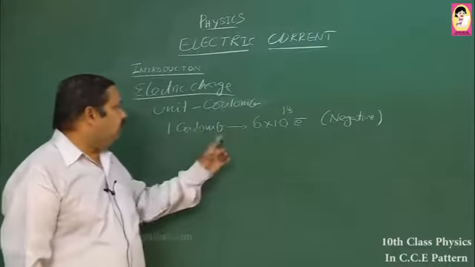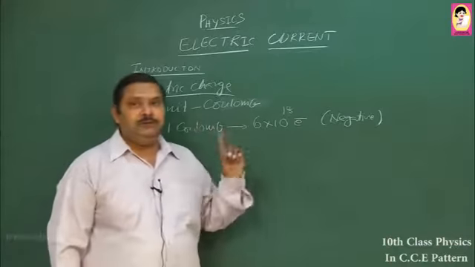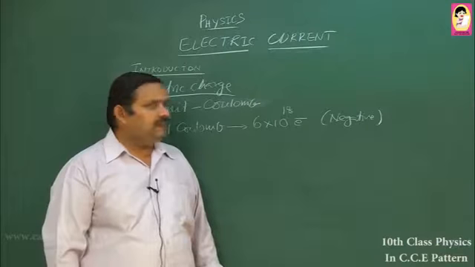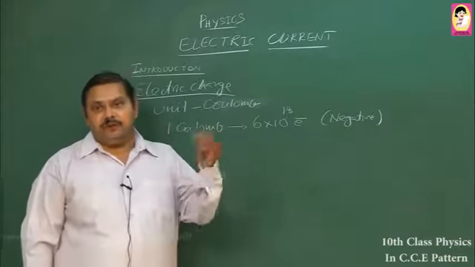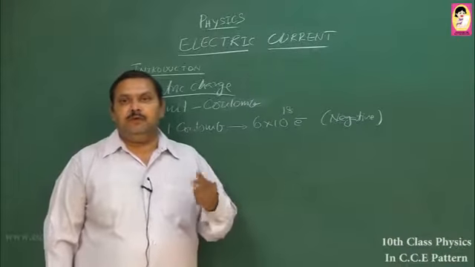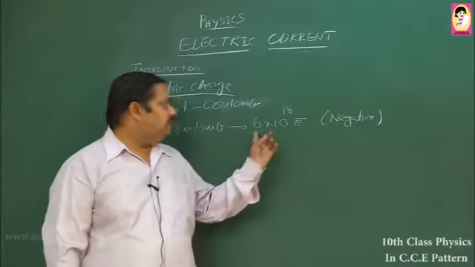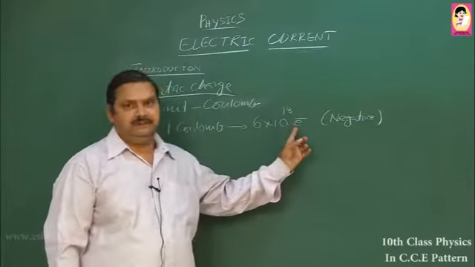So, 1 coulomb of negative charge means the total amount of negative charge present on 6 into 10 to the power of 18 electrons. An equal amount of positive charge is called 1 coulomb of positive charge. So, 1 coulomb means the charge of 6 into 10 to the power of 18 electrons.